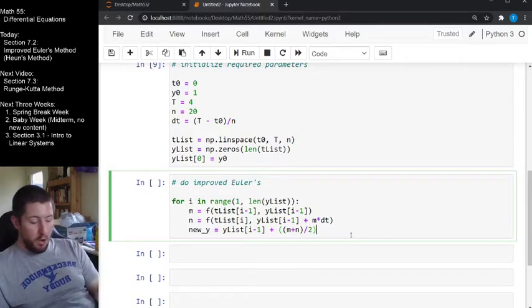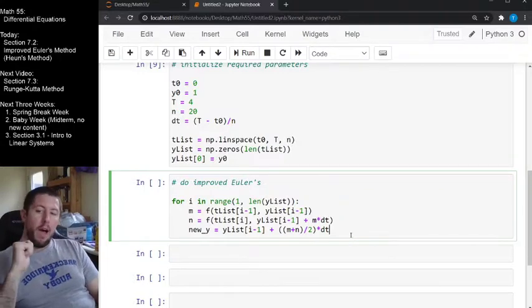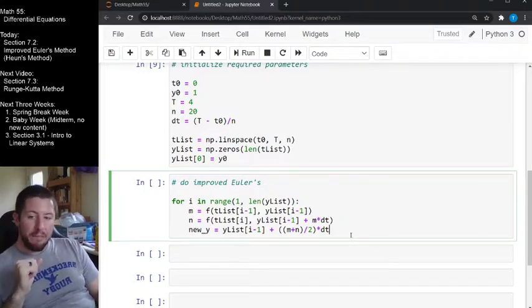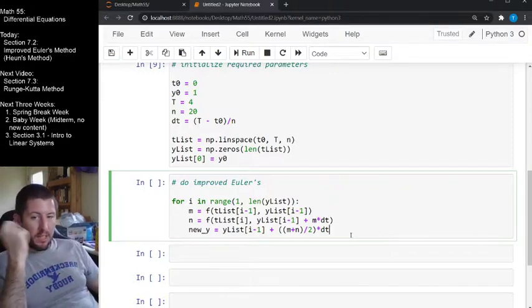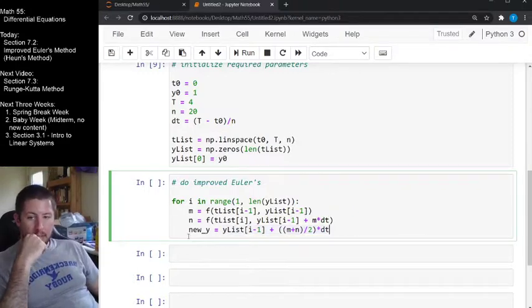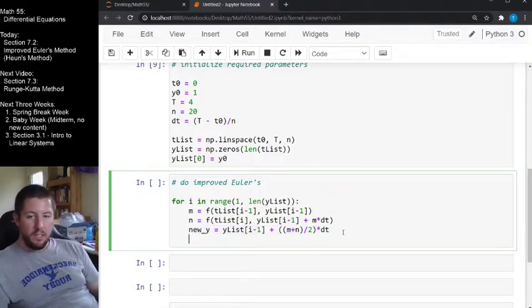It's an average of two slopes, and I want to do that for dt units of time right here. So to get my new y value, I take my old y value, and I add to it the average of the two slopes, and I do that slope for dt units of time. So this is our y equals mx plus b line right here. The only thing I really need to do for myself is stick new y into our y list.